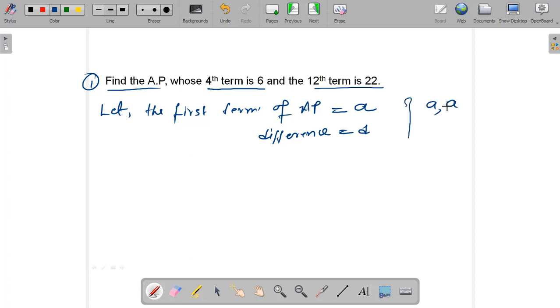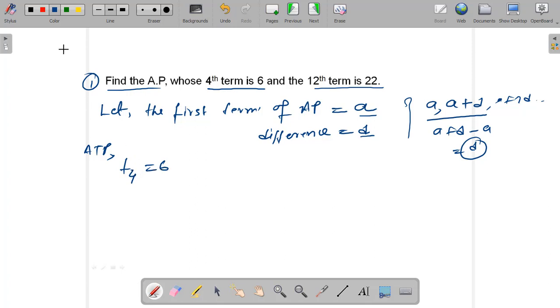Do you see? We already discussed that the general form of the AP is a, a plus d, a plus 2d, and so on, right? So the difference between any two consecutive numbers, suppose we take a and a plus d, we get a plus d minus a is equal to d. So d is the difference between any two consecutive numbers of AP. So we take a as the first number and the difference is d. So according to the problem, the 4th term is 6. That means t4 is equal to 6.